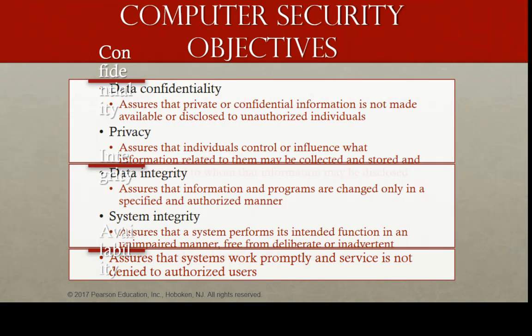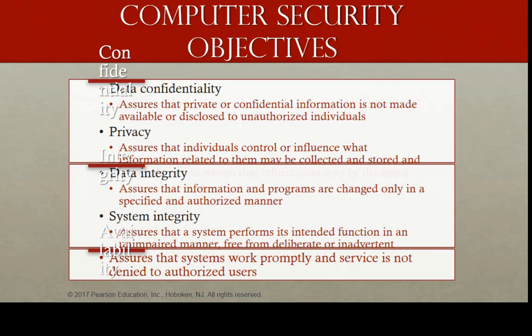Computer security objectives. This definition introduces three key objectives that are at the heart of computer security. Confidentiality. This term covers two related concepts. Data confidentiality assures that private or confidential information is not made available or disclosed to unauthorized individuals. Privacy assures that individuals control or influence what information related to them may be collected and stored, and by whom and to whom that information may be disclosed.